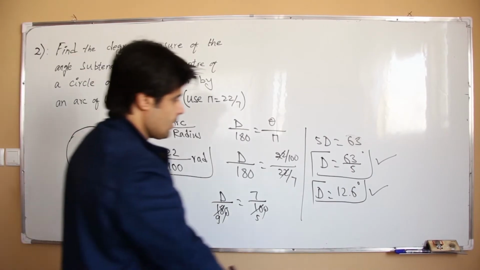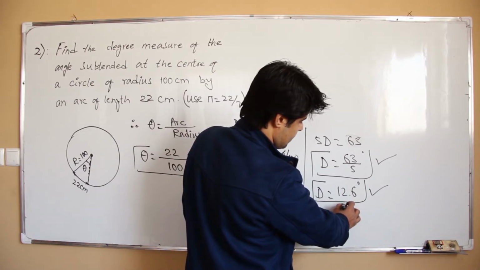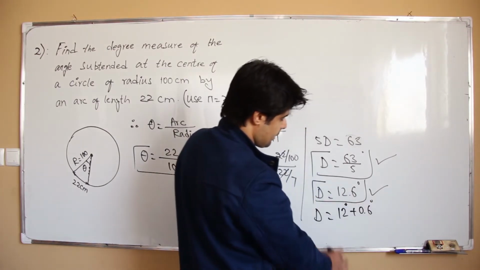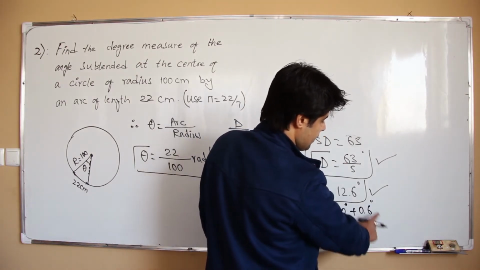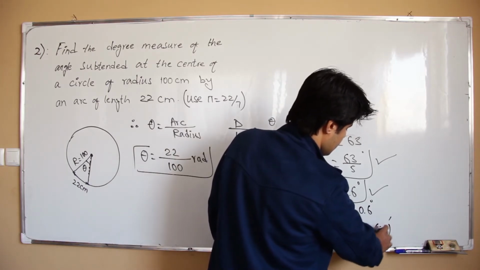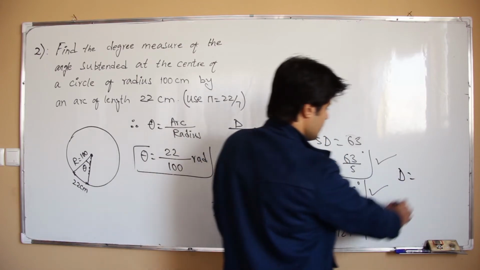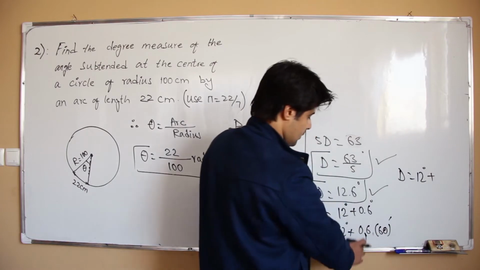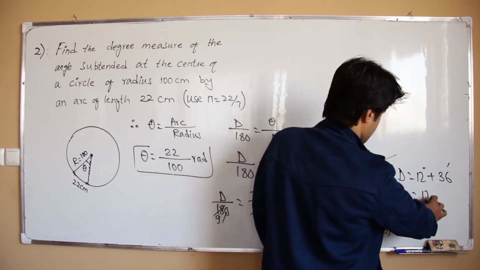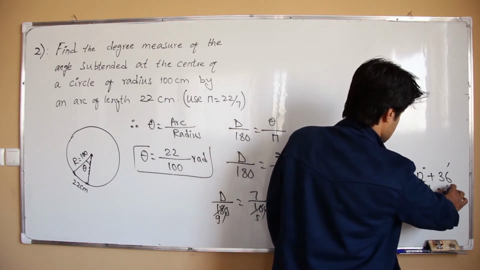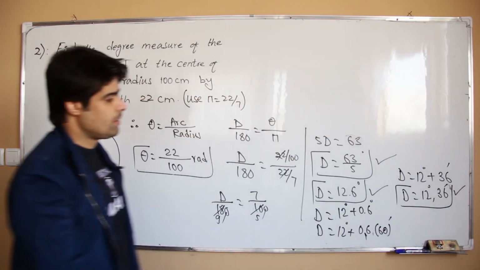One thing I have to say, that this 12.6 means 12 degrees plus 0.6 degree. Am I right? Yes. Every degree is 60 minutes if you want to change. So it is 12 degrees plus 0.6 times 60, which is 36 minutes. So it is 12 degrees 36 minutes. This is also our correct answer.